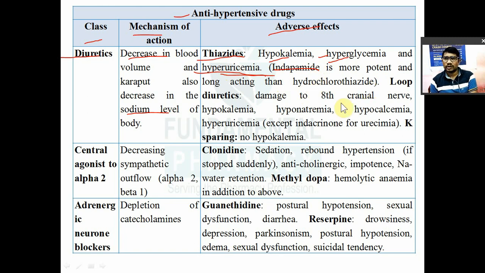Then what are the adverse effects of loop diuretics? Loop diuretics are also known as high ceiling diuretics. In that you have furosemide, bumetanide, torsemide, ethacrynic acid, etc. What are the adverse effects of these loop diuretics? They are also known as high efficacy diuretics, which means they will increase more urine formation.